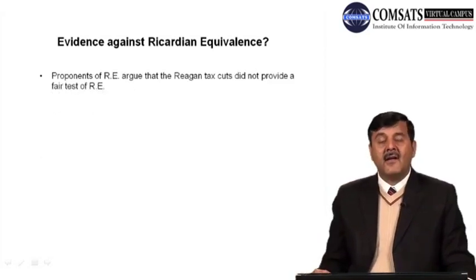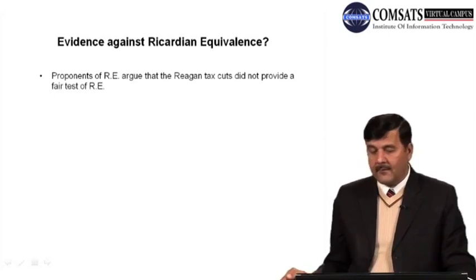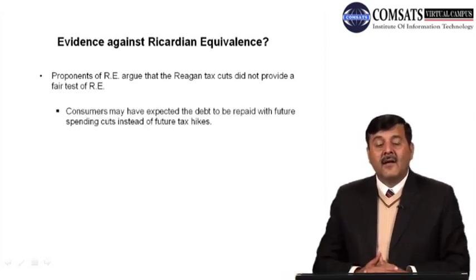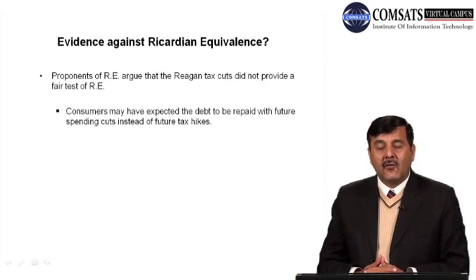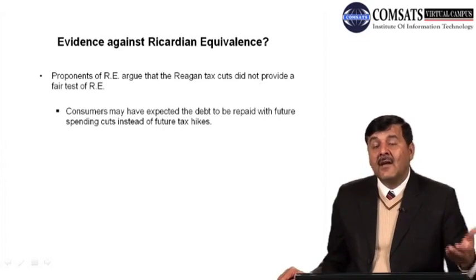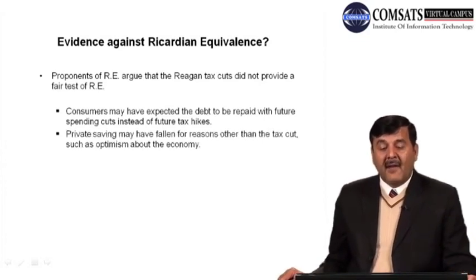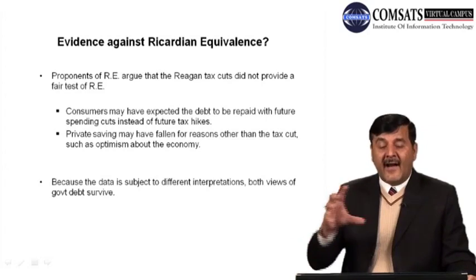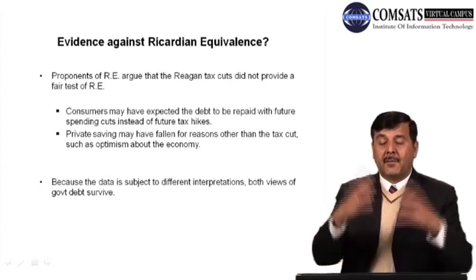Proponents of Ricardian equivalence argue that the Reagan tax cut did not provide a fair test of Ricardian equivalence. They say that consumers may have expected the debt to be repaid by future spending cuts instead of future tax hikes. So this is what the proponents are saying. Private saving may have fallen for reasons other than the tax cut, such as optimism about the economy, because the data is subject to different interpretations.